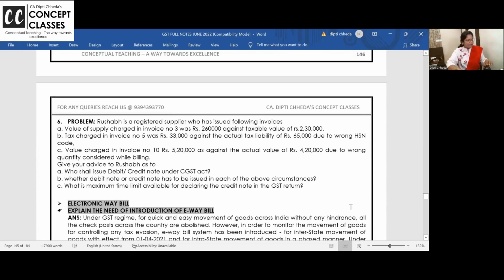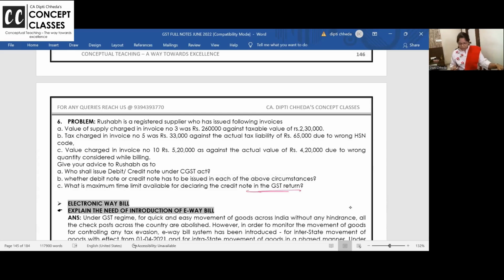Okay, let us take it. Rushabh is a registered supplier and the values of different invoices he has issued are given. He is asking you the value of supply, give your advice. Who shall issue the debit or credit note? Rushabh, because he is a registered supplier. Whether a debit or credit note has to be issued, and what is the time limit available for declaring the credit note in the GST return?